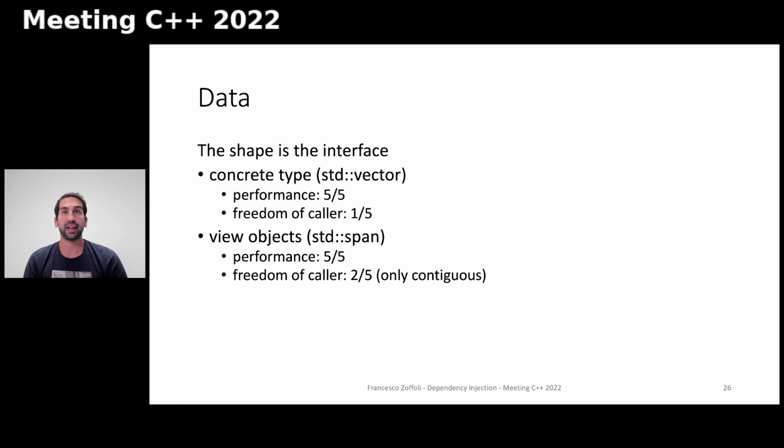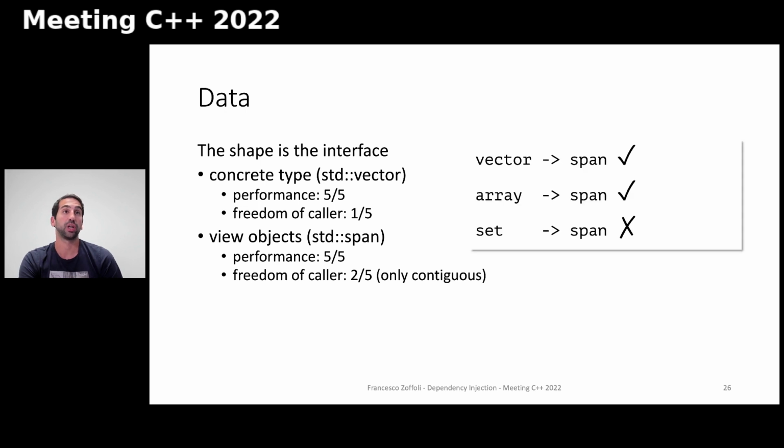If on the other hand we use a view object, for example std::span, performance-wise, it's still comparable with the vector, so very, very high. But the freedom for the caller is a bit higher. In this case, we can get sequences which are contiguous. So for example, if you have a vector, it's going to work with span, and if you have an array, it's going to work with span. But again, in the case of the set, when we try to pass it to the span, this is not going to work.